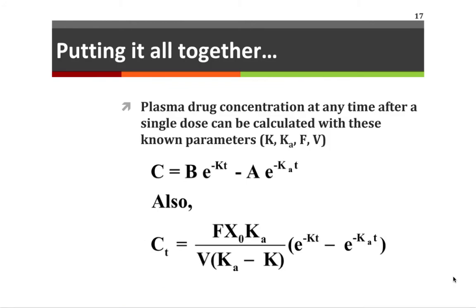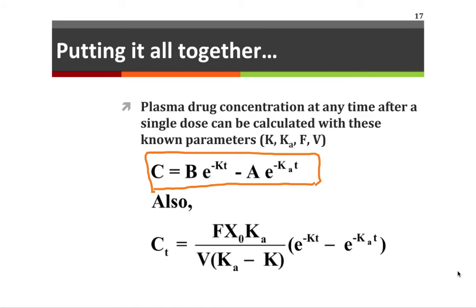So the overall equation to determine the plasma level at any time point after an oral dose has been administered can be written in this format. It's similar to the two-compartment IV bolus model, but there the two terms were added together. Here one is subtracted from the other. So C is equal to B e raised to negative KT minus A times e raised to negative KaT. That is the equation that represents the change in plasma level when a drug is given through the oral route that undergoes one compartment absorption, first order elimination, and when the entire dose is completely absorbed after it has been administered.